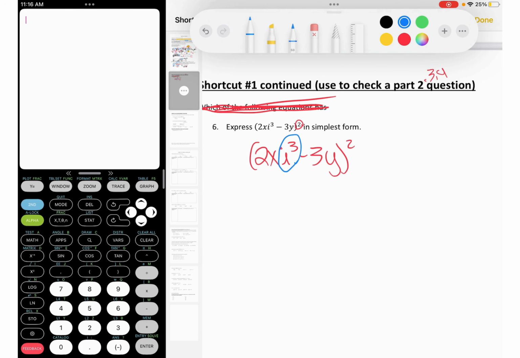Anytime an i has an exponent, you do want to simplify that. If you don't remember what i to the third is, you can type it into your calculator by pressing second decimal point. It's a negative i. So if this is replaced with a negative i, that would make this negative 2xi minus 3y, and I'm just going to do it all at once.